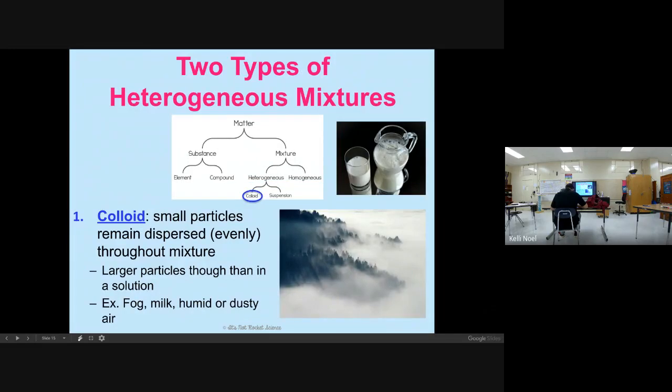Now, this is the part that's not on there. In the section where it says summary, right below those two little pictures, I'm going to tell you what to type in there. The first thing, I want you to type the definition of a colloid and put the examples. So you're going to say small particles remain dispersed throughout the mixture.